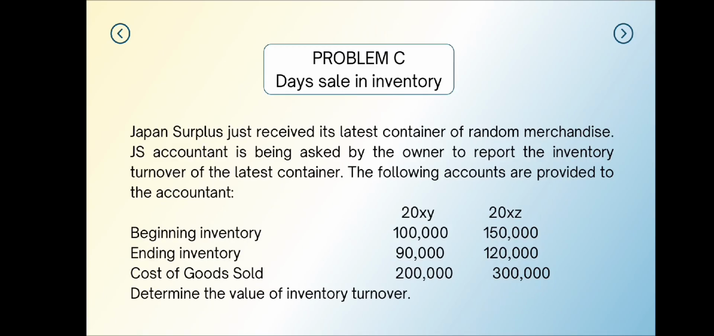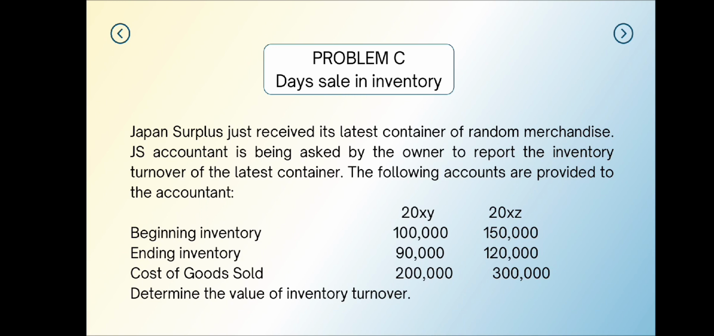Our third problem pertains to inventory turnover. Japan Surplus just received their latest container of random merchandise. Japan Surplus accountant is being asked by the owner to report the inventory turnover of the latest container. The following accounts are provided to the accountant.